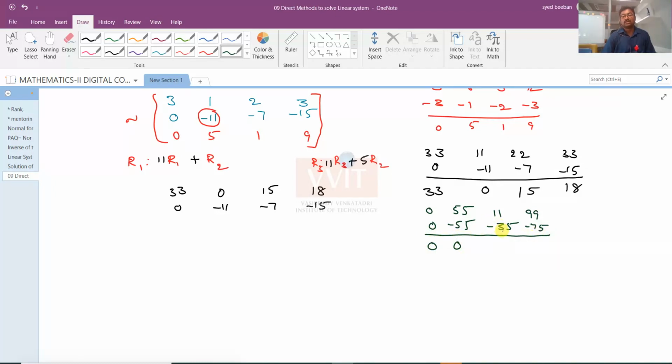Now minus 35 plus 11 will be minus 24. Here minus 75 plus 99 will be plus 24. So the values would be 0, 0, negative 24, positive 24, sorry, that was my mistake. In Gauss elimination or Gauss-Jordan method, or wherever the Gauss method, I am writing this equivalent sign.